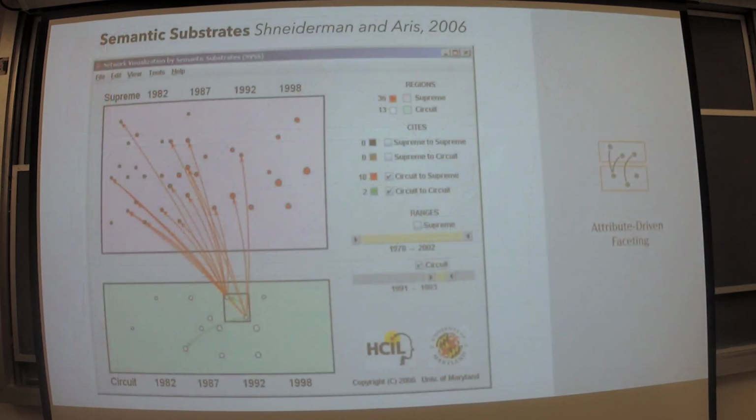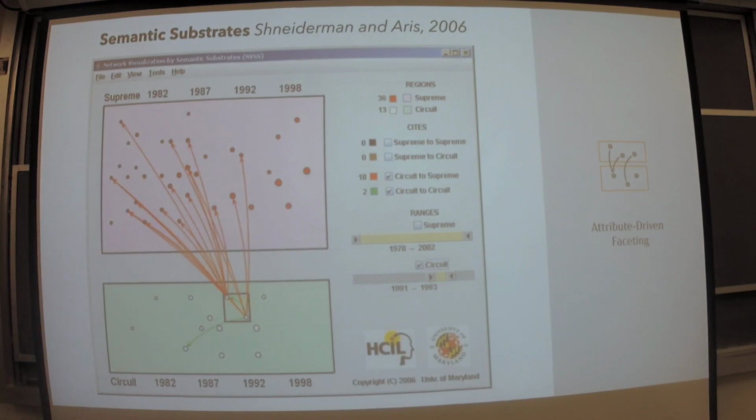So this is kind of like the small example. Let's look at the paper that actually introduced the technique, which is Ben Shneiderman's semantic substrates. So here we have a data set where you're looking at court cases. The facets are Supreme Court and Circuit Court. And if a case mentions another case, then there's an edge between them. So what you can see here is that the user selected 2 nodes, and you can see all of the edges that go between facets.